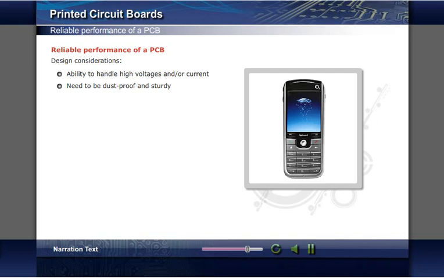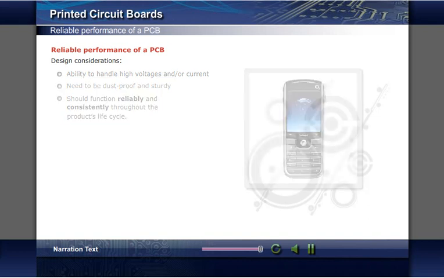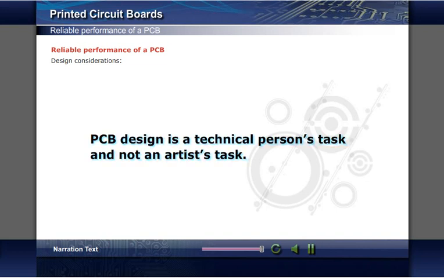For example, key switches in mobiles and TV remotes. Such keyboard PCBs need to be sturdy and free from dust. An effective design will result in a PCB that performs effectively and reliably throughout the product's life cycle. That is fabrication, assembly, test, storage, transportation, and operation. PCB design is a technical person's task, and not an artist's task.